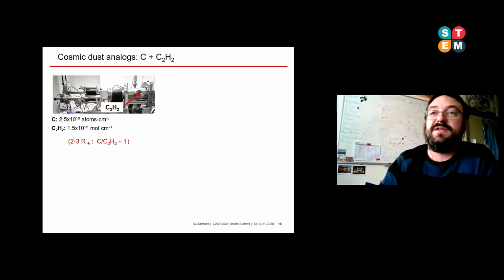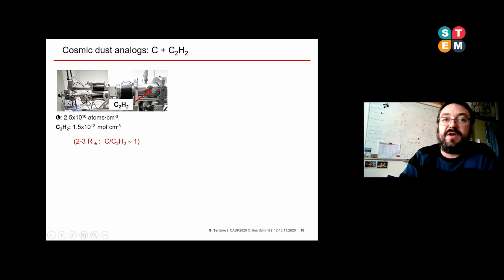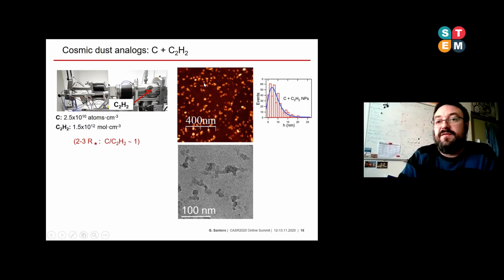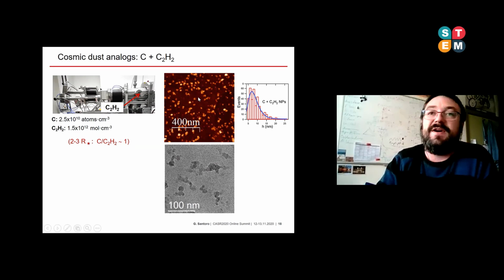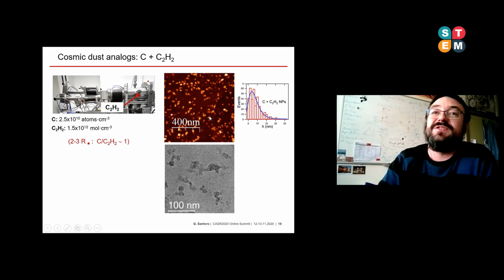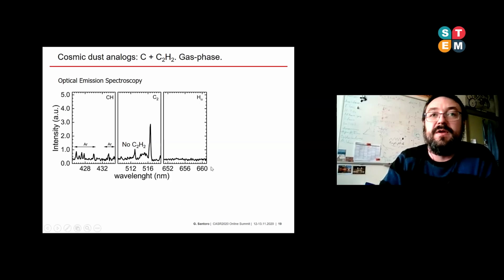Okay, but we were interested in studying the chemistry, even if it's not the main process in carbon-rich stars, and for that we increase on purpose the amount of acetylene with respect to atomic carbon. Okay, in the stars, in the dust nucleation region, they are more or less at the same abundance. Okay, but we have increased it 2 orders of magnitude. So time is running really fast. This is the kind of morphology that we observe. So they are nanoparticles. If we go to another microscopy, it's an amorphous material.